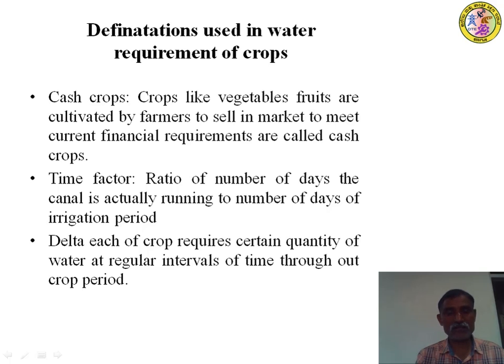Cash crops. Cash crops are the crops which are grown for cash. That means cash crops, for example vegetables, cotton, are not actually consumed by persons as food. For example, food grain items are not cash crops. The crops which fetch the farmers cash, for example, through marketing. So it may be vegetables, it may be cotton, it may be sugar cane, all are cash crops.